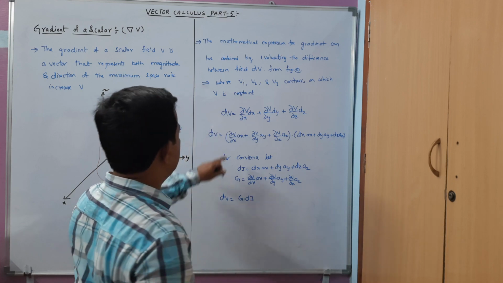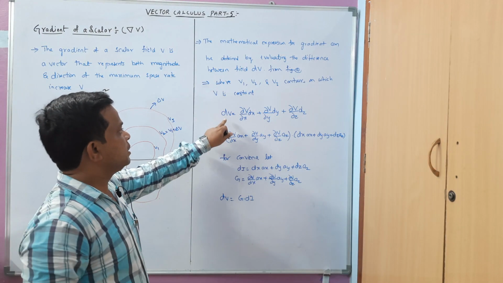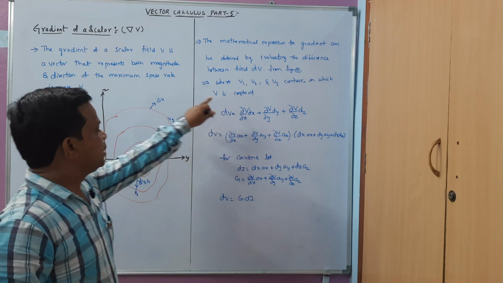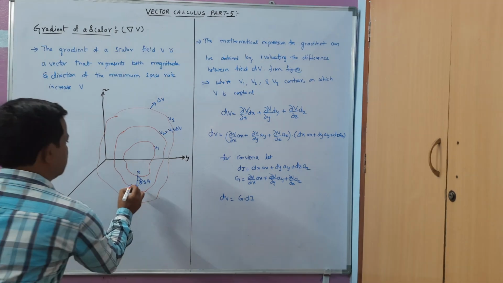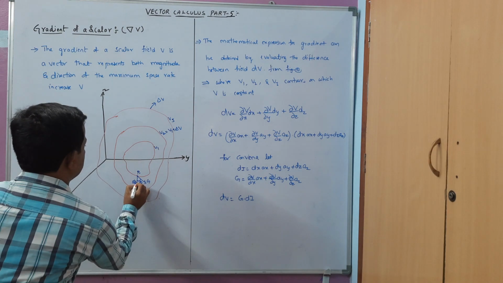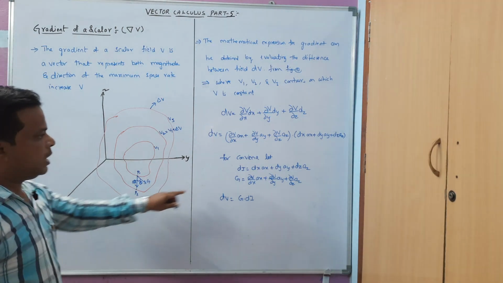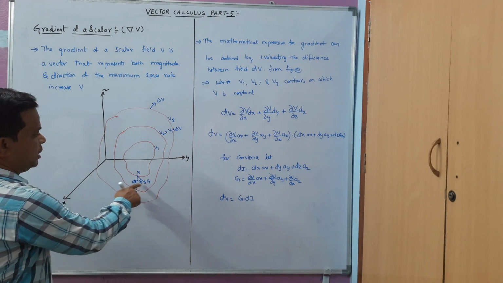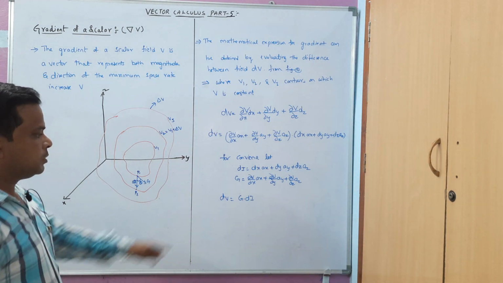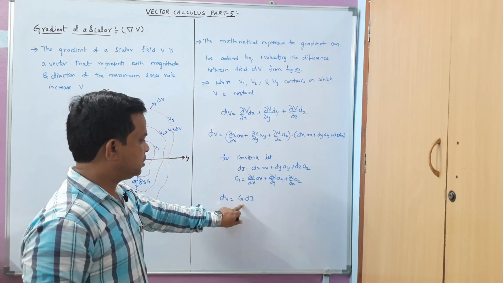Now you can see we have converted the field difference, the dV, that is from point P1 to P2. This is the displacement vector dl from point P1 to P2, and we are going to take the dot product of this gradient and this dl. So we are going to have the dot product G dot dl.